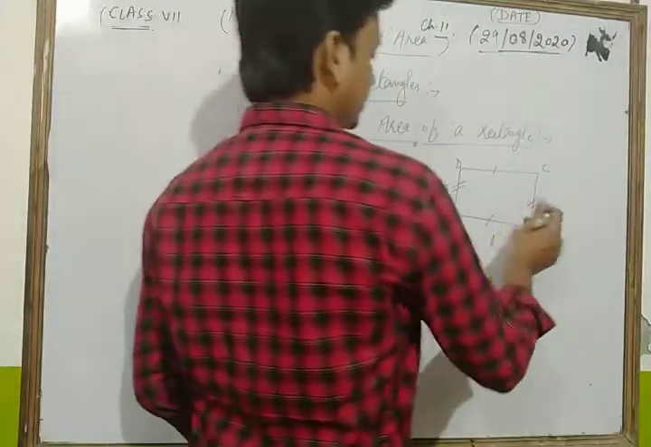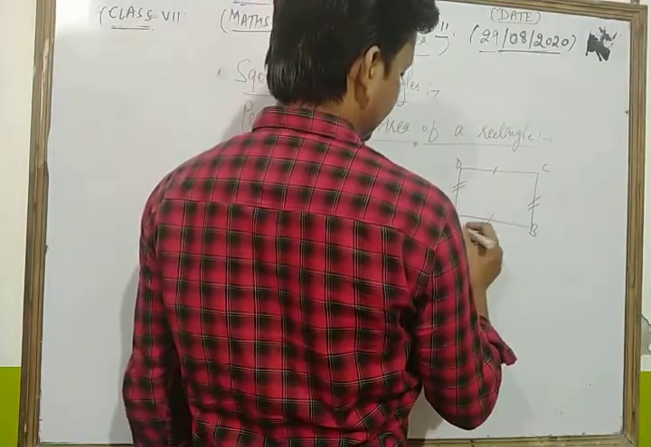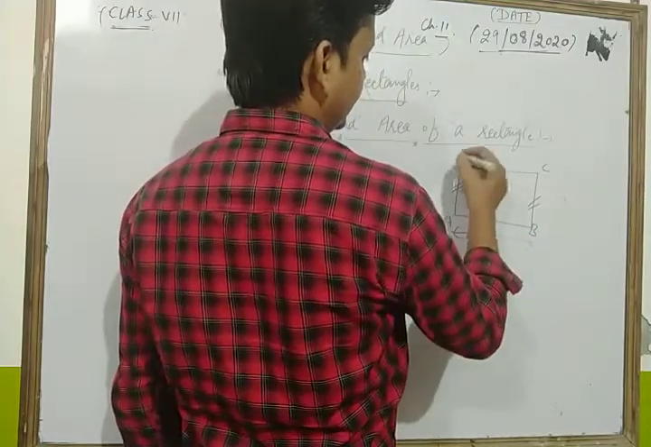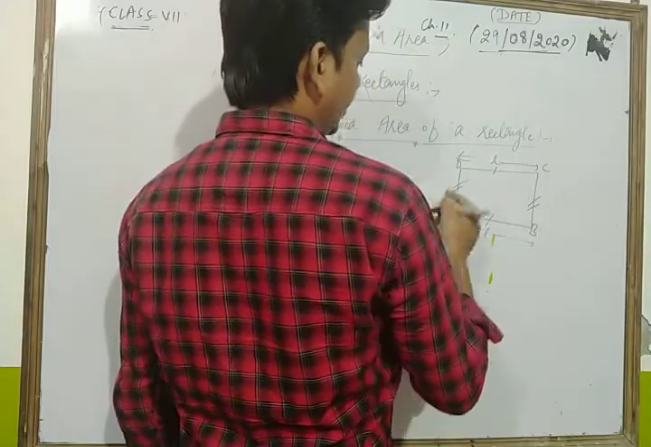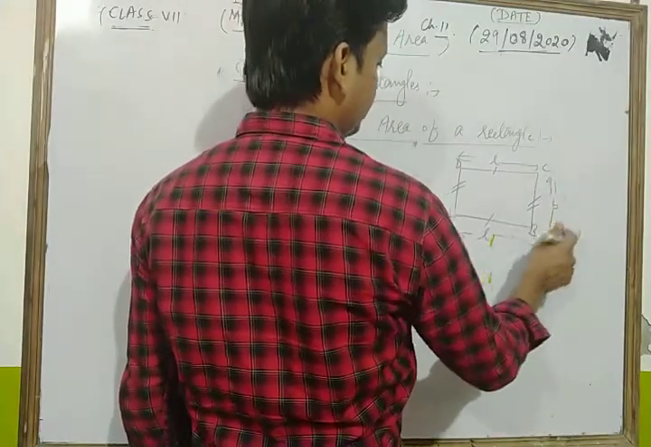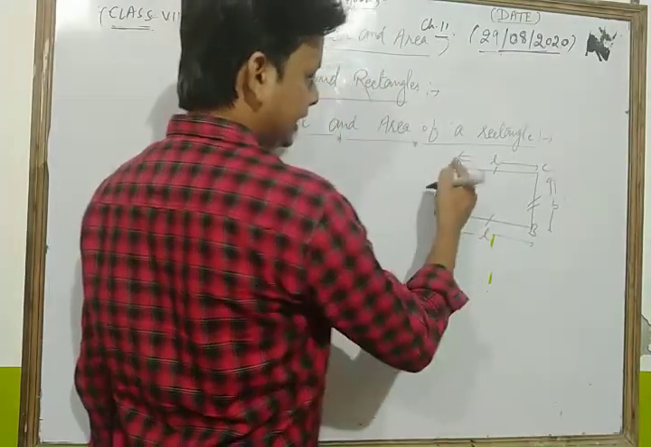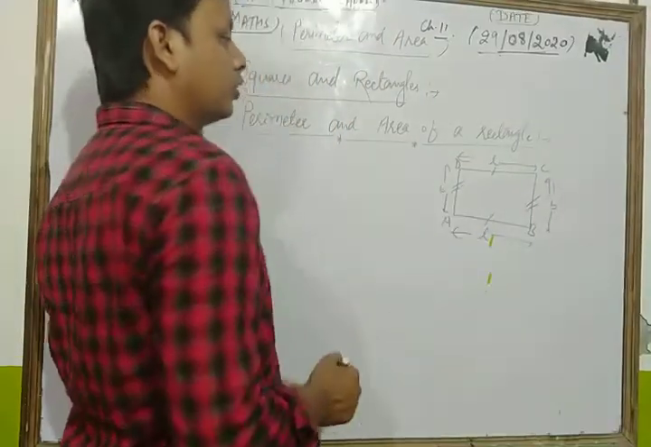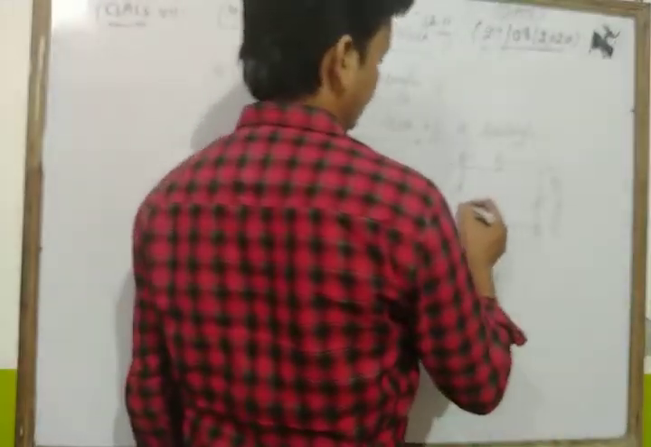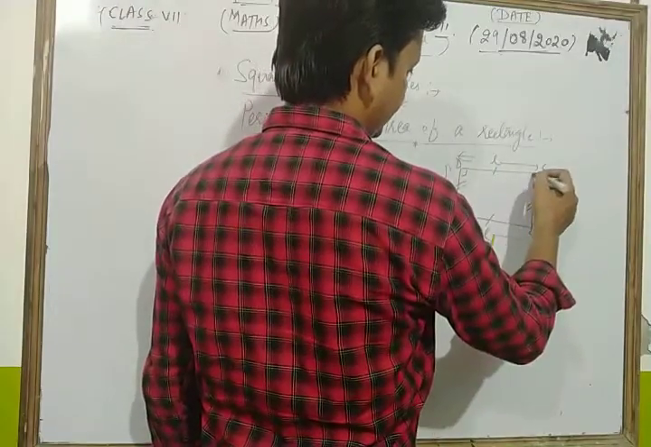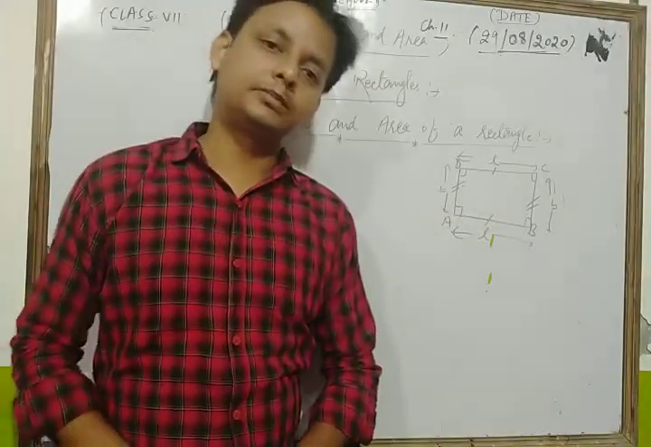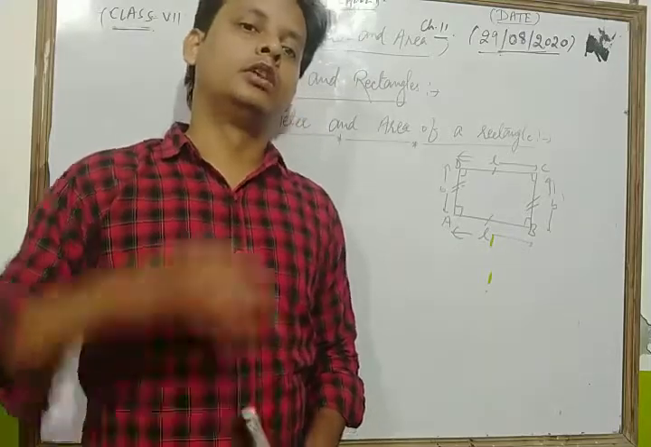Suppose that for its opposite sides, the length of the rectangle is L. So if AB is equal to L, then CD is also equal to L, and let BC be equal to the breadth of the rectangle, B. If BC is equal to B, then AD is also equal to B, because in a rectangle opposite sides are equal and each angle is equal to 90 degrees. This is the concept of a rectangle.